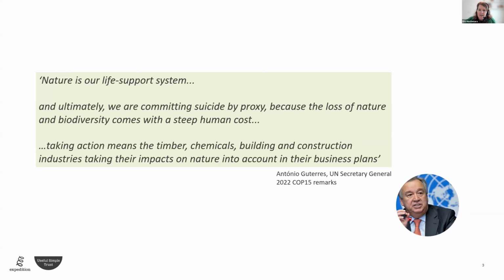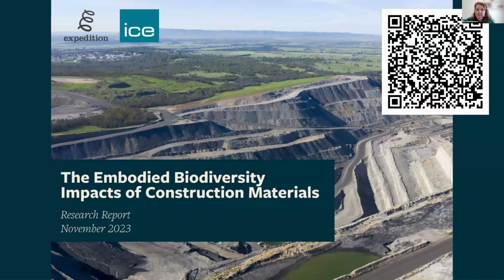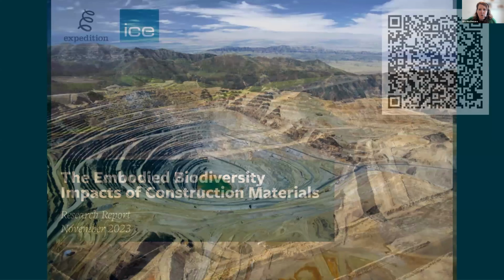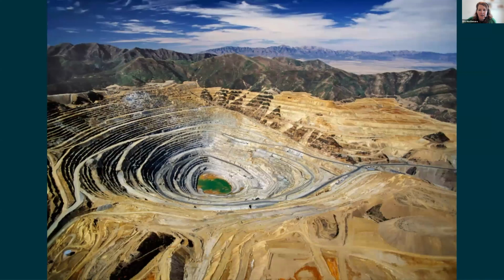was to do a piece of research on the embodied biodiversity impacts of construction materials. We focused on the embodied biodiversity impacts because whilst awareness and action around biodiversity impacts on site has been increasing with biodiversity net gain, the industry hasn't really moved forward on the biodiversity impact off site from our design and construction. So what does embodied biodiversity impact look like?